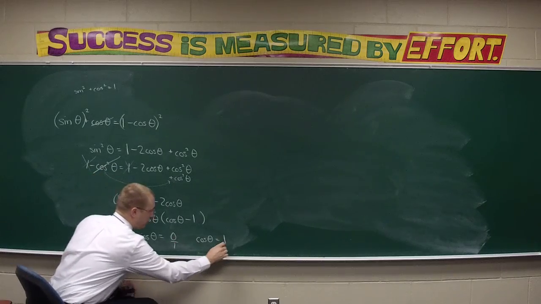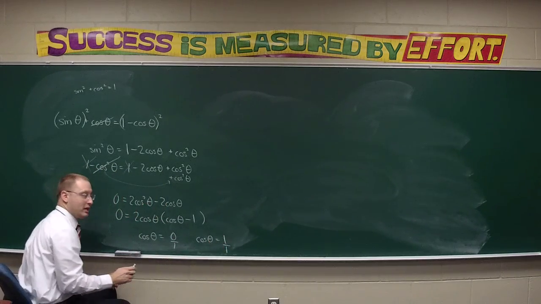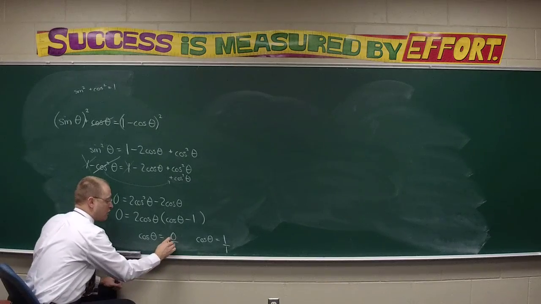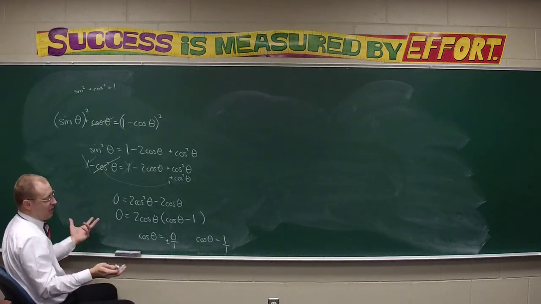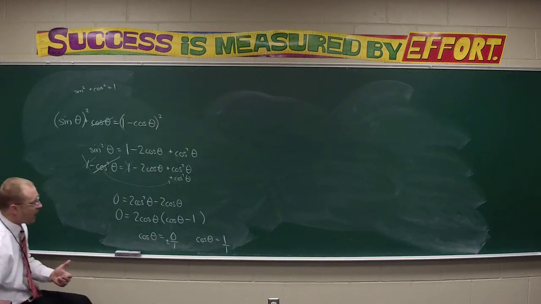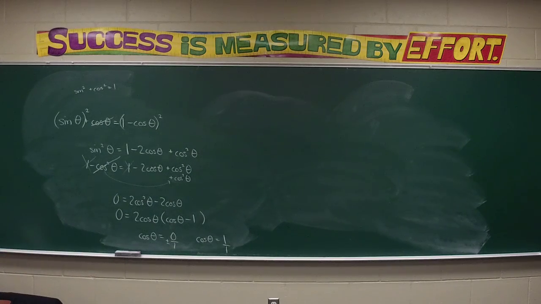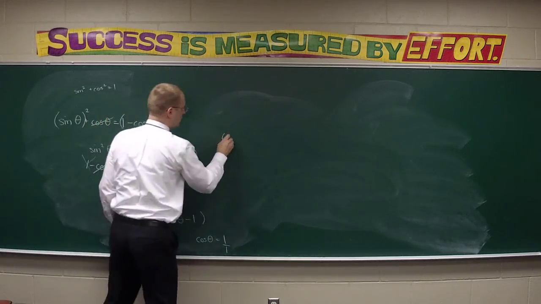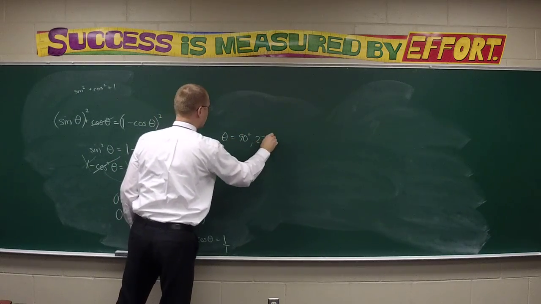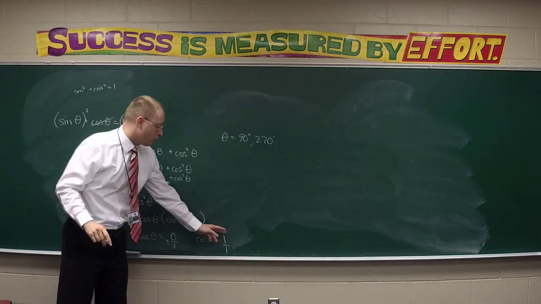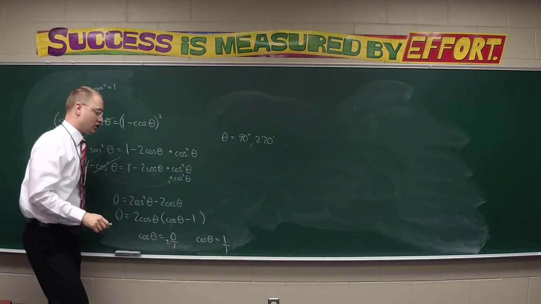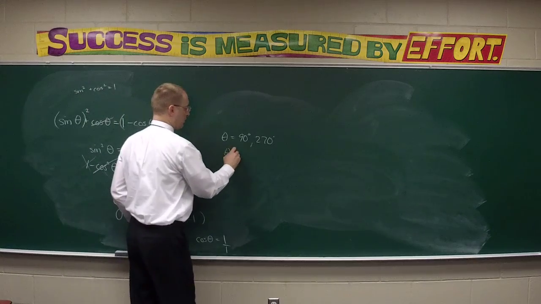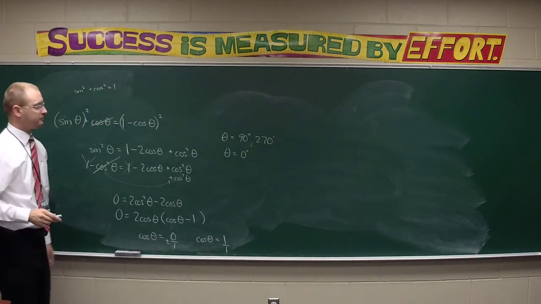I'm going to put both of these over 1, and for the 0, I'm going to put 2. Positive negative. You could say over 2, over 1, doesn't really matter. Over anything is still 0, which we could say is over 1. So when is cosine, adjacent over hypotenuse, 0 over 1? At 90, or since it's positive negative, we'll say 90 and 270. When is cosine 1 over 1? Adjacent over hypotenuse. At 0.